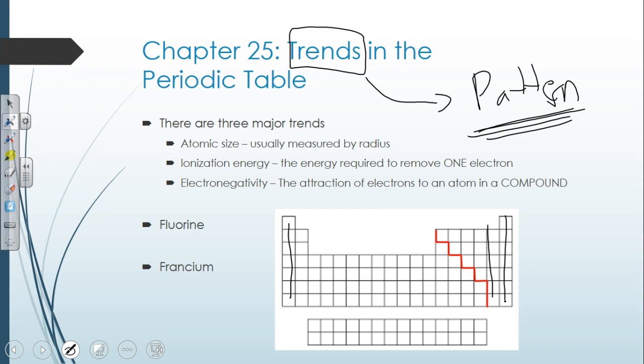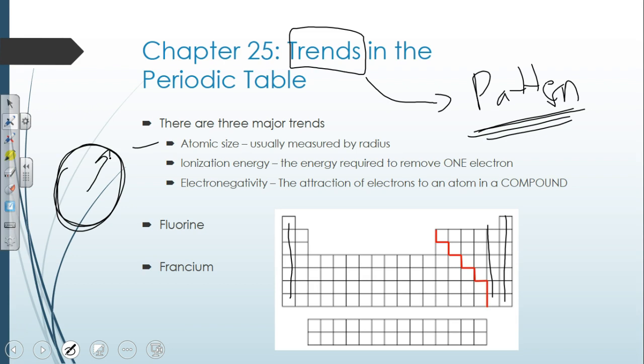And the three that are the most important are size, meaning usually the radius of an atom. Remember, an atom is usually a sphere, and then the radius is the size from the nucleus in the middle to the outermost electron here. Okay, so it's a radius usually it's measured in.